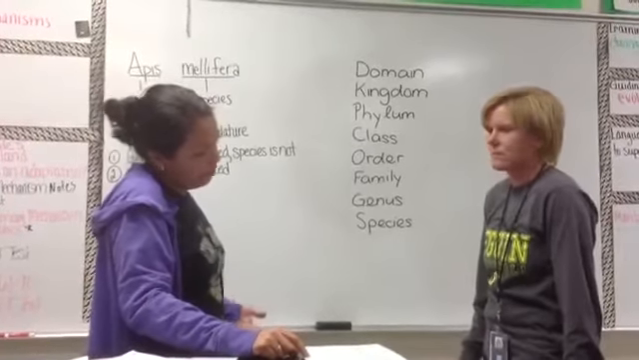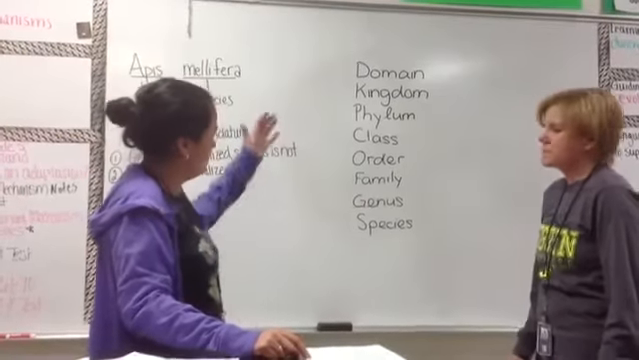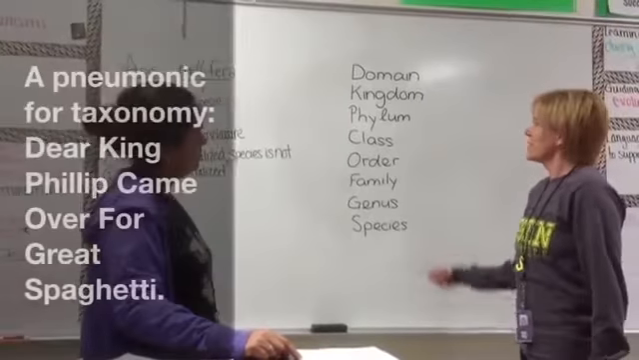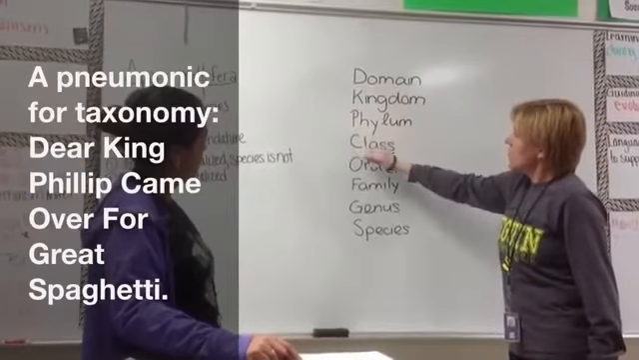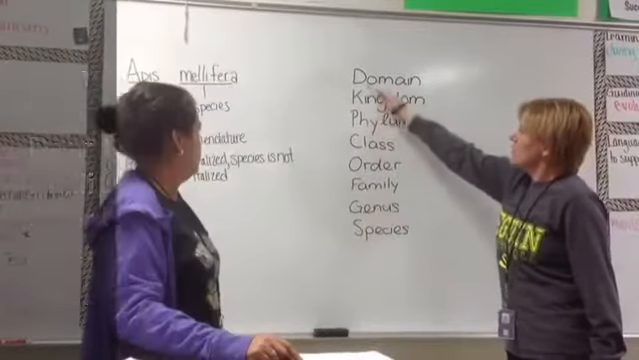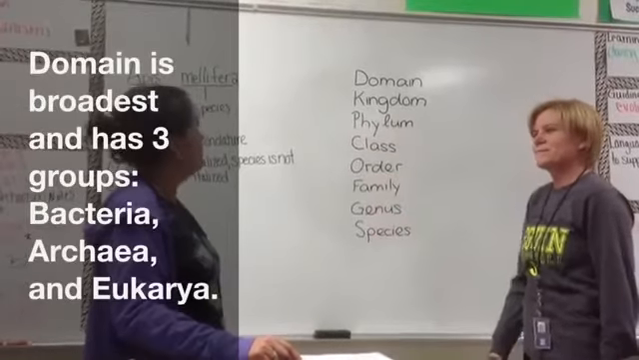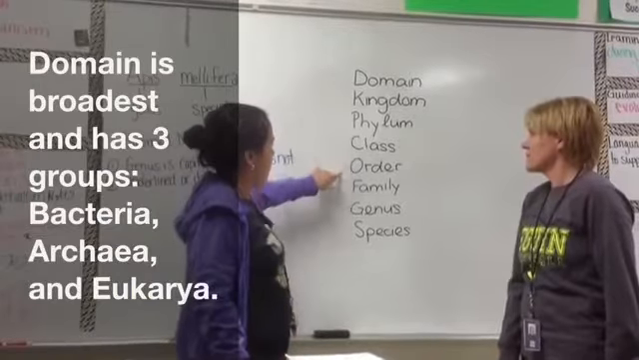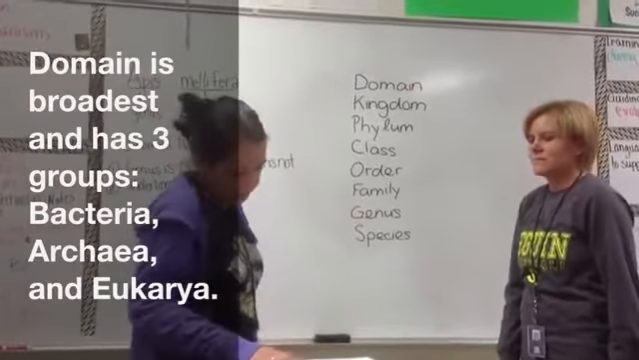So how am I going to remember the order of this 8-word classification system? Well, we have help for that, because we just look at the first letters, and then we can say, Dear King Philip came over for great spaghetti. Oh, that's a great mnemonic device. I like that. So, Dear King Philip came over for great spaghetti. That sounds great. I'm really going to remember it that way.